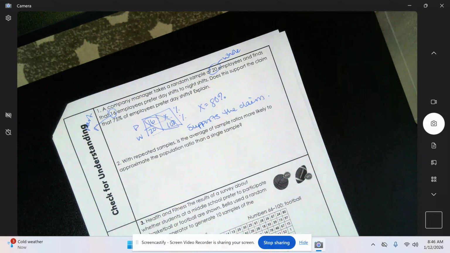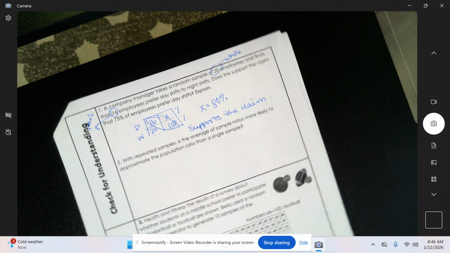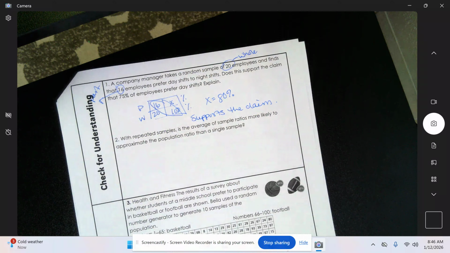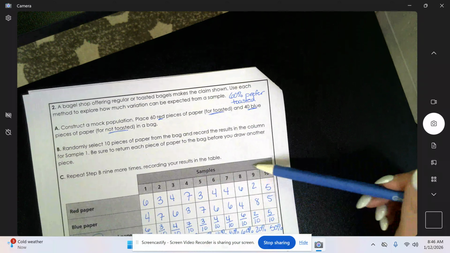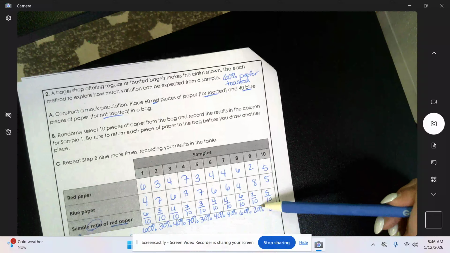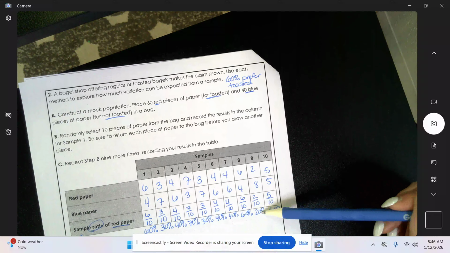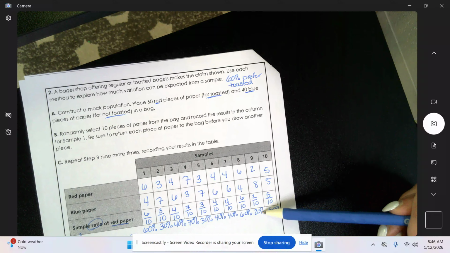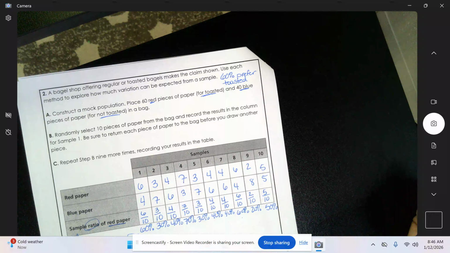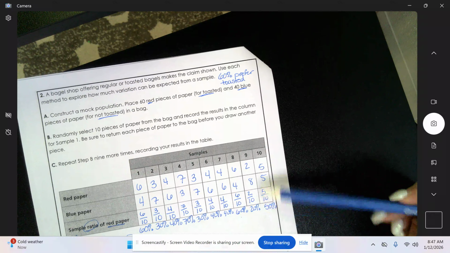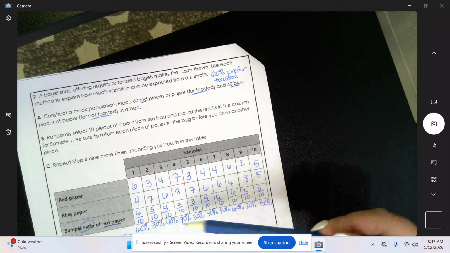With repeated samples, is the average of sample ratios more likely to approximate the population ratio than the single sample? Is it better to do more than one? Are you going to get a better answer if you do multiple samples versus one sample? Yes, because if we only looked at sample 9 where they got 2 out of 10, is this a good picture of all the other samples that we just did? No, this is one of those crazy fluke examples. I'm glad they did that. Alright, so we can't just look at one, we need to look at all of them.